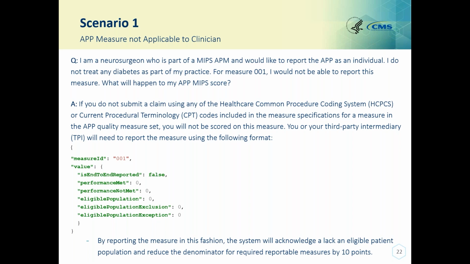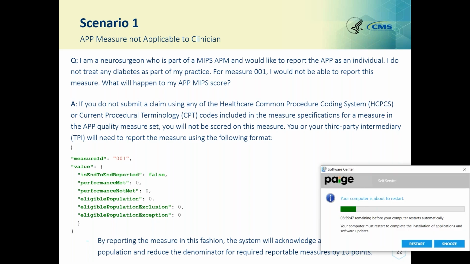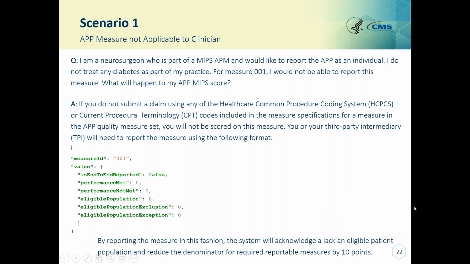And so in order for us to know that a measure is not applicable to an individual clinician or practice that reports through the APP, the data has to be reported in the format as listed here on the slide. And so in this scenario, you have a neurosurgeon who's part of an APM entity that would like to report measure 001, but does not have any eligible population for that particular measure. And so they would like to know what would happen to the measure or how it should be reported.